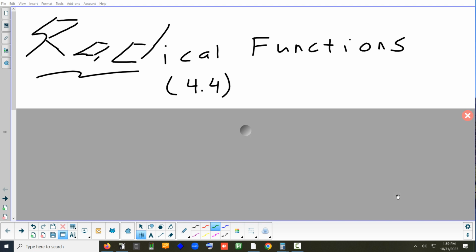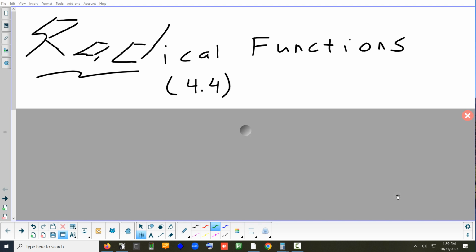So 4.3 was about rational functions, which basically were functions you could write as fractions. 4.4 is on radical functions. See my font there? It's radical font. It's pretty cool, huh? Yeah, I know.